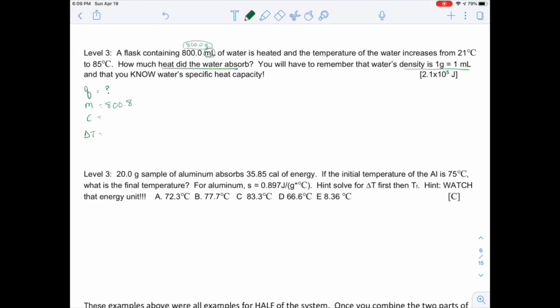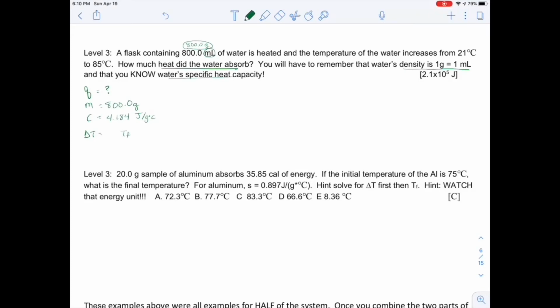800.0 grams, not 80. Water's specific heat, C, is 4.184 joules per gram degree Celsius. Notice that this wasn't given in the problem. That's very typical. You have to know that if you're talking about water, that's the C value for it.